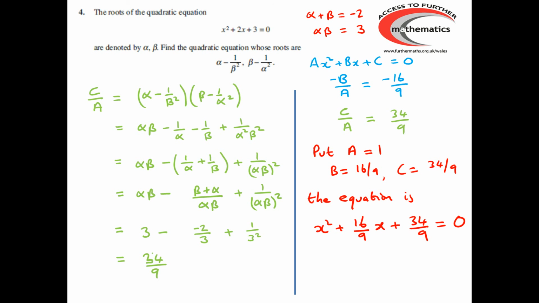Altogether there were 8 marks to this question. First mark was simply saying the value of alpha plus beta had to be minus 2, together with the value of alpha times beta had to be equal to 3. There were then 3 marks for obtaining the value minus 16/9 for the value of minus b over a, and then another 3 marks for obtaining the value of c upon a, and then finally an answer mark for obtaining the final quadratic equation.